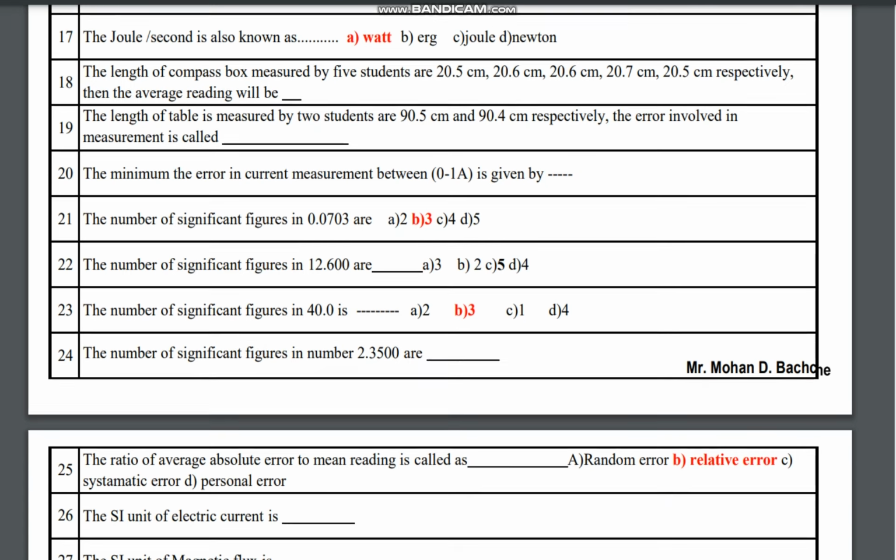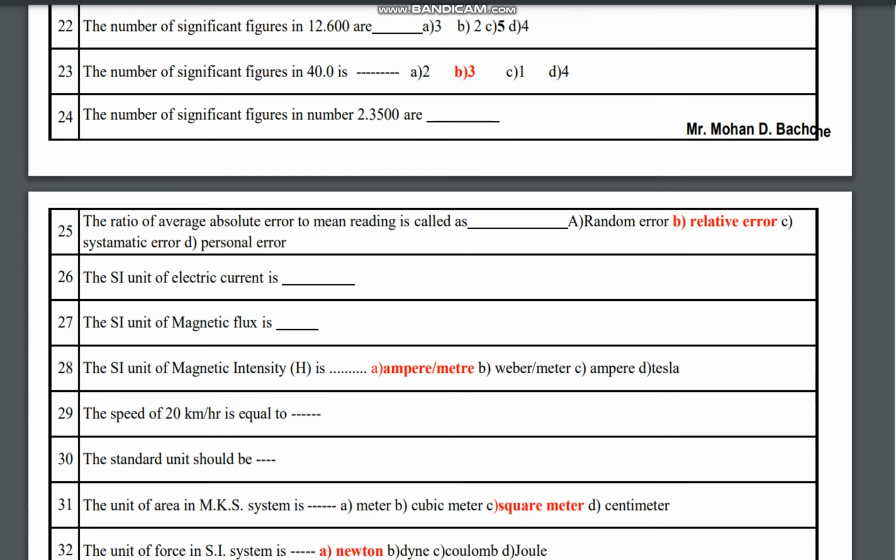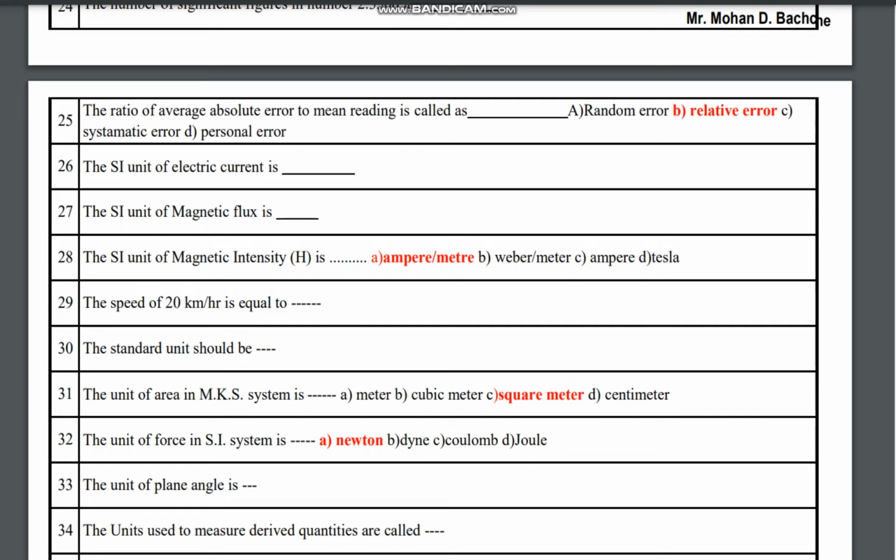Then question number 21 is, the number of significant figures in 0.0703 is 3. Then the number of significant figures in 12.600 is 5. The number of significant figures in 40.0 is 3. Then question number 25 is, the ratio of average absolute error to mean reading is called relative error.